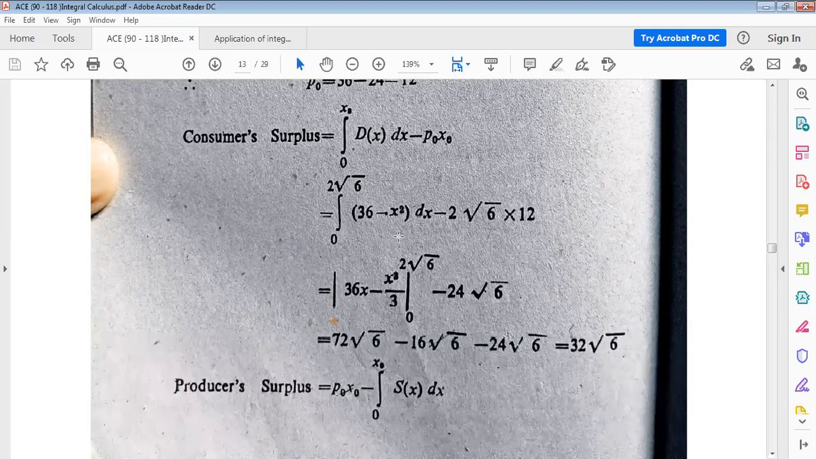Now taking the integration, 36 has no variable, so its integration is 36x, and the integration of x square is x cube by 3, that is x to the power 2 plus 1 divided by 2 plus 1. Now putting the limit within the bracket, 0 to 2 root 6. Putting x equals to 2 root 6 in this equation, we get this, and putting 0, we get only 0. After calculating, we get 32 root 6. This is the consumer surplus.